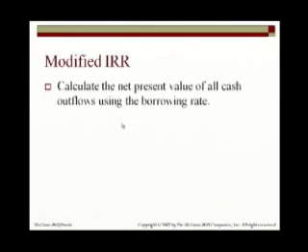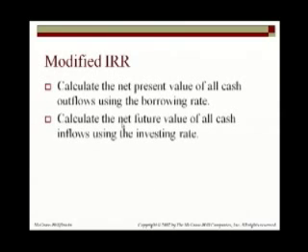Modified internal rate of return is a way of getting around this problem. What we do is we take all of the negative cash flows, which we call outflows, and we calculate the net present value of all those using a borrowing rate. And we take all the positive cash flows, which we call inflows, and we move them into the future value using an investment rate. So what we're left with, we clear out the middle and we put everything on one end or the other.